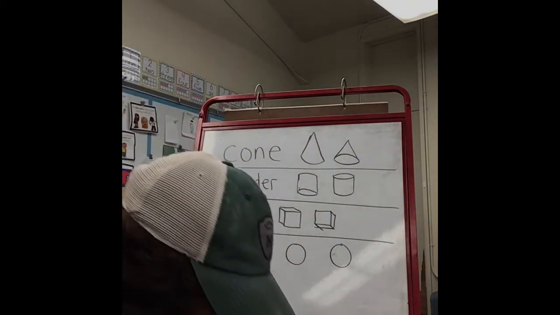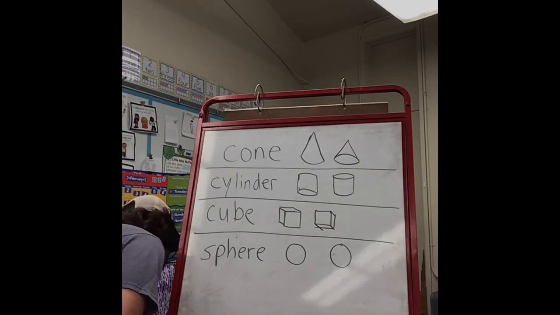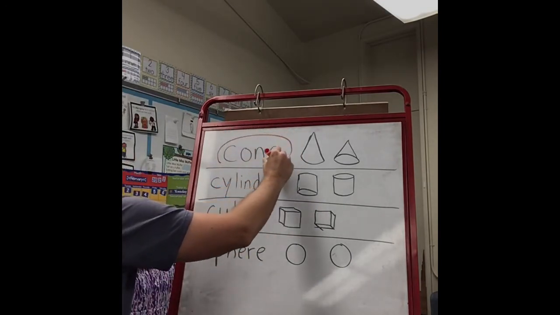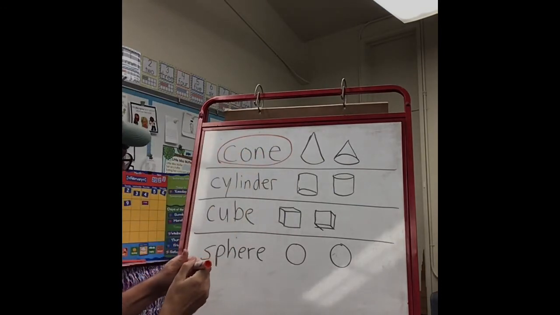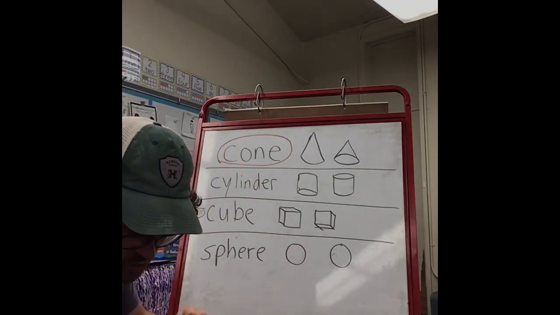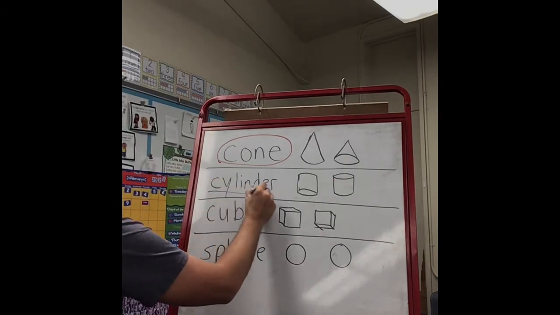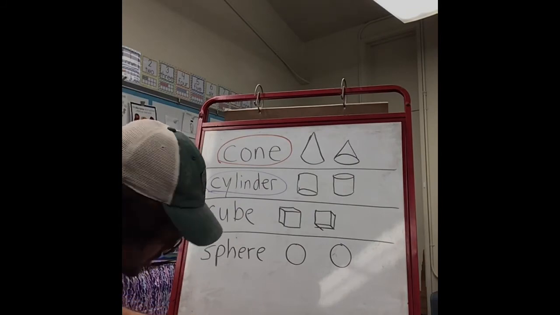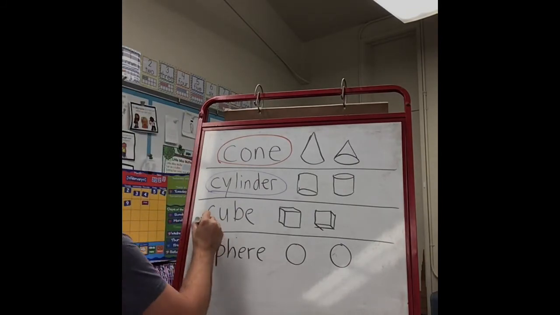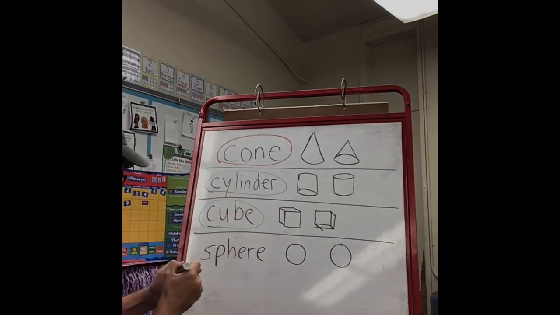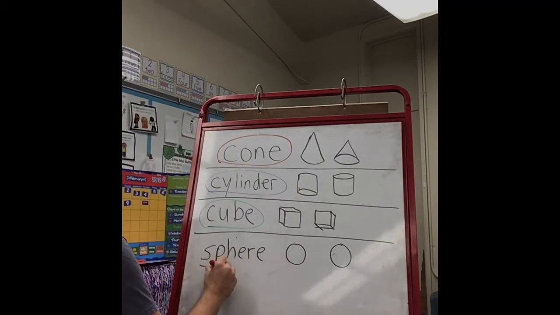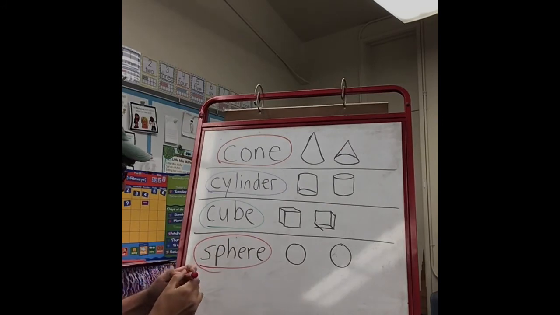So if you're wondering, let's see if I have a yellow. I don't have a yellow, so I'm going to use orange. But circle all your cones in yellow. Circle all your cylinders in blue. Circle all your cubes in green. And circle all your spheres in red. So there's all the different colors for all the different shapes.